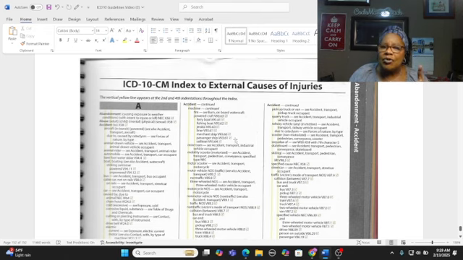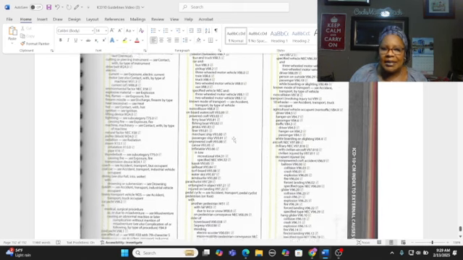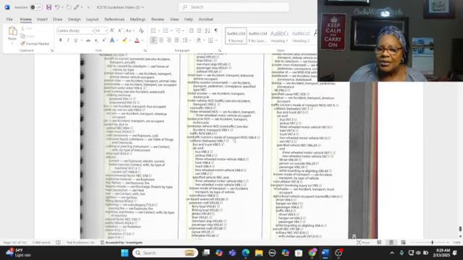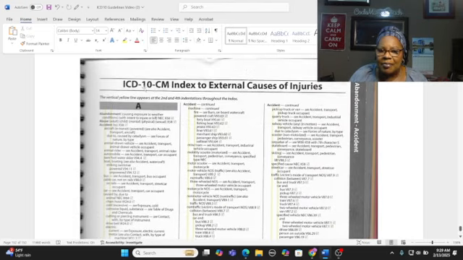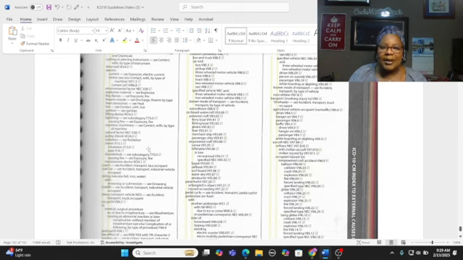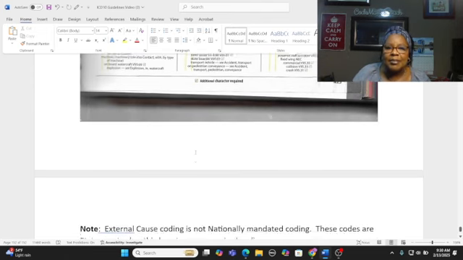So if you're not careful, this looks just like the alphabetic index to disease and injuries. So I always teach my students, look at the very top of the page. Make sure you're in the right index because it looks just like it. Okay? And on the side it shows you index to external causes of injuries. This is further back in the ICD-10-CM book.